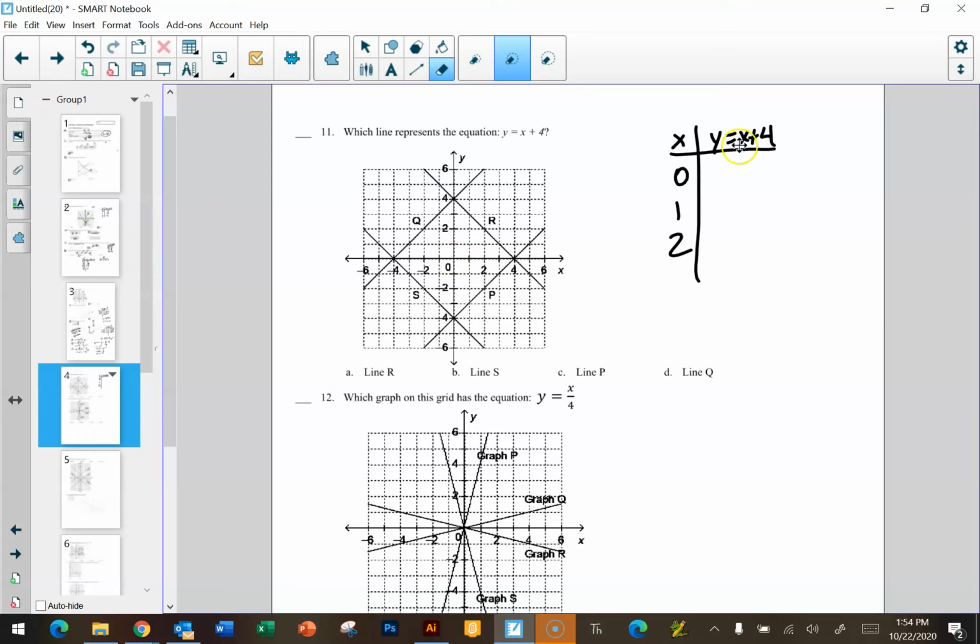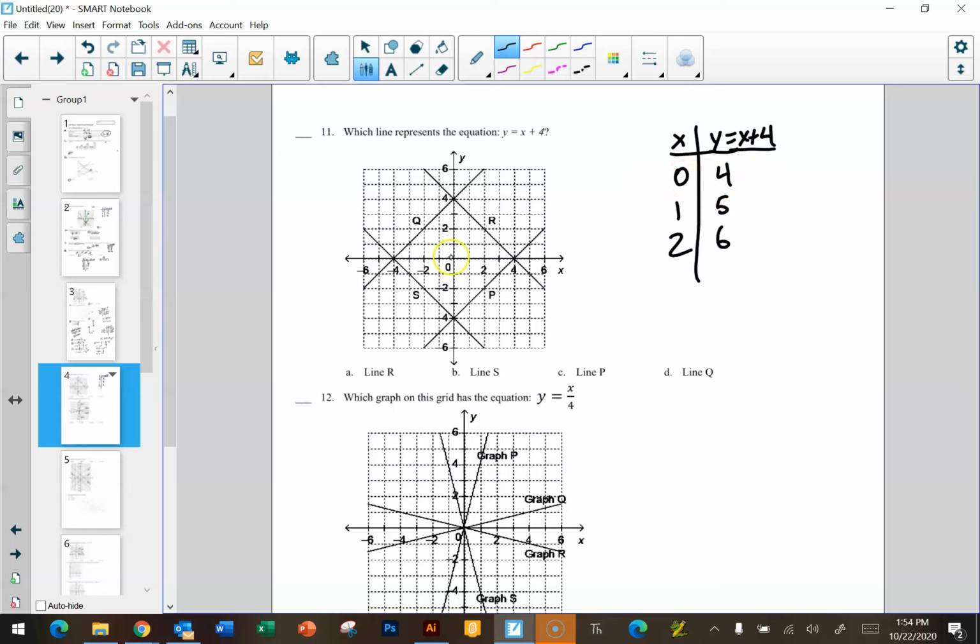Okay, so if x equals 0, then y equals 0 plus 4 is 4. If x equals 1, then it's y equals 1 plus 4 is 5, and then 2 plus 4 is 6. It's pretty easy to see what's going on here. So let's check and see if these 3 points are on one of these lines.